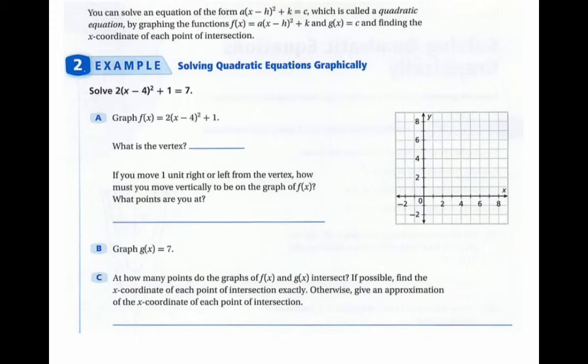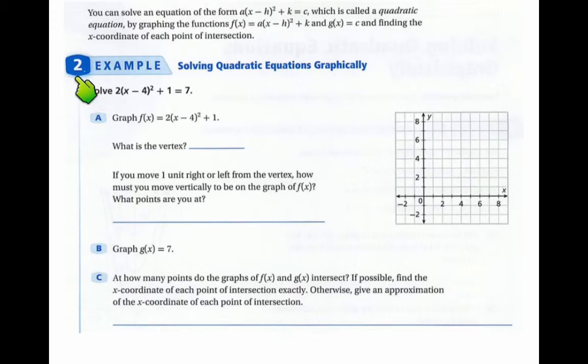All right. So basically what it's saying here is just a little note for you. You can solve an equation where you have vertex form equals a constant, which is called a quadratic equation, by graphing the functions f of x equals the left side of the equation and g of x equals the right side of the equation, and finding the x coordinates of each point of the intersection.